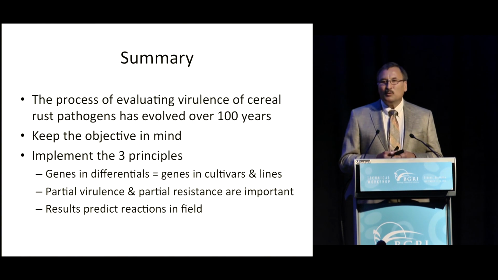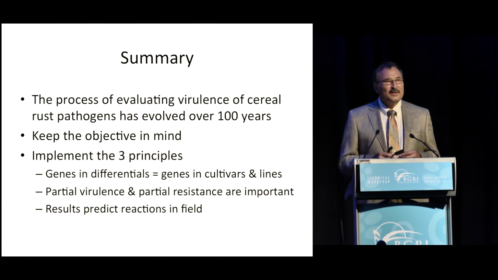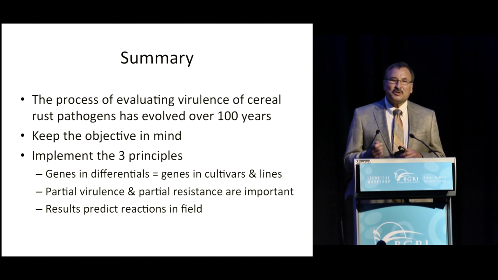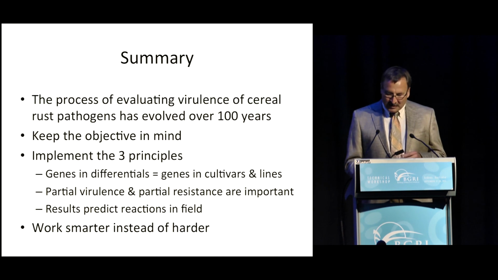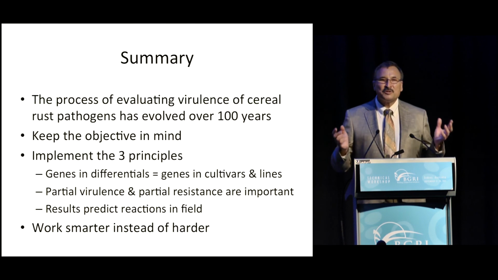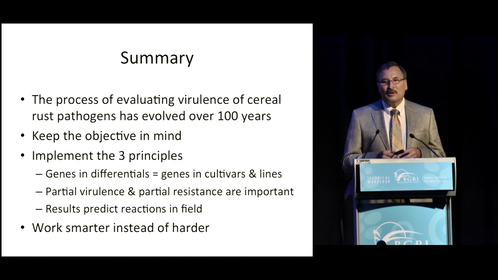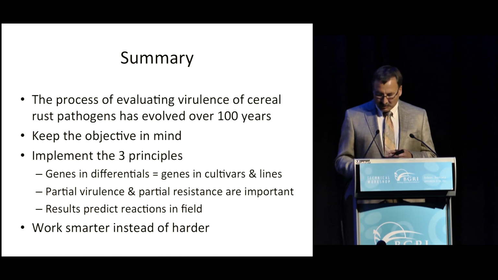And we need to recognize partial virulence and partial resistance as separate categories, because they're important warnings that the resistance is being overcome. And if we heed these warnings, there's a good chance that we could substitute a different resistance before the resistance is completely overcome. And we need to be sure that the results that we get under controlled conditions accurately predict what happens in the field. And as I tell my students, work smarter instead of harder. So instead of being distracted by all the resistance genes that are known and all the possible races that might be identified on those differentials, we need to focus on the most important resistance genes and the most important virulences, and they're the ones that are important.